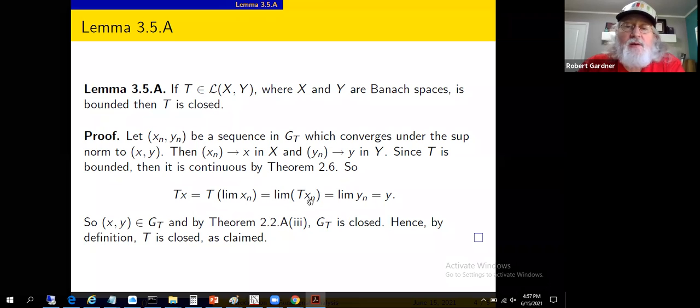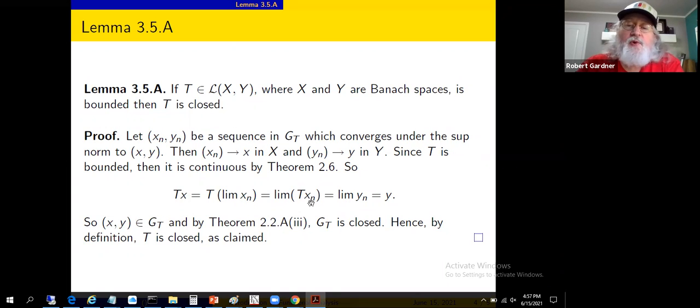T of x_n, well, T of x_n is y_n. That's what the transformation deals with from the fact that (x_n, y_n) is an element of the graph. That means y_n equals T of x_n. That's how these points got to be on the graph of T. So we can substitute for T of x_n, y_n, and now we're considering a limit of y_n's, but you know the y_n's converge to y. So we can replace that with y, and what we've shown is y equals T of x.